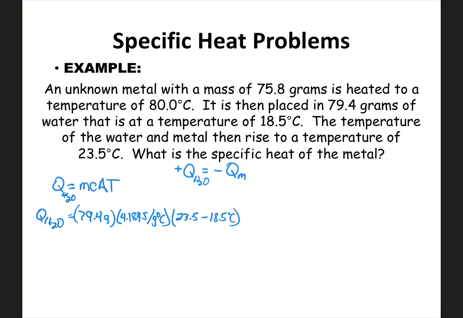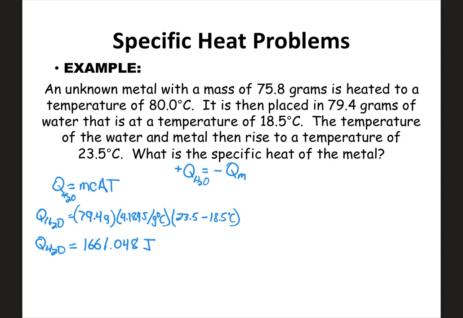All right, so when you do your math here, do your subtracting first, multiply it by 4.184 times the 79.4. The Q of the water comes out to be, remember, don't sig fig this yet, don't round this yet. It comes out to be here 1661.048, and your units for Q are joules. All right, so what this is saying is that when you take this hot metal and put it in water, the water is gaining 1661.048 joules, right?